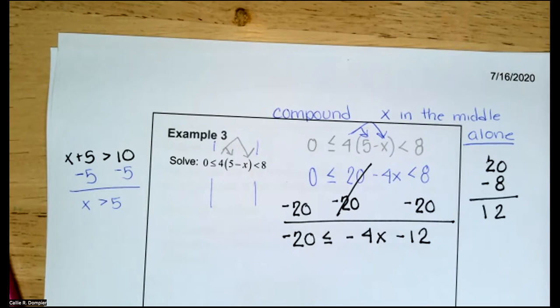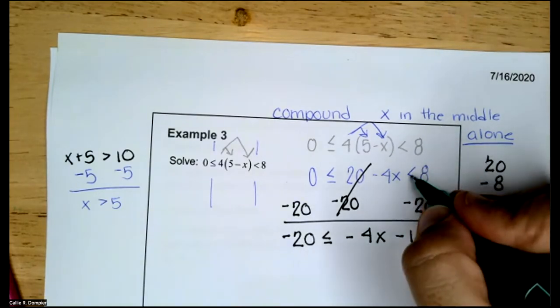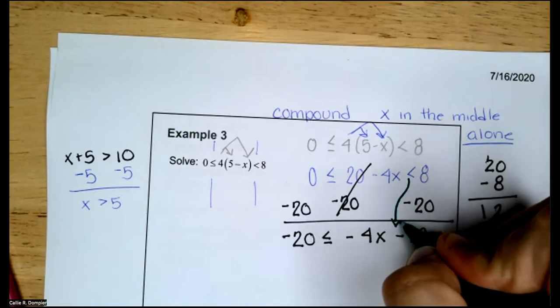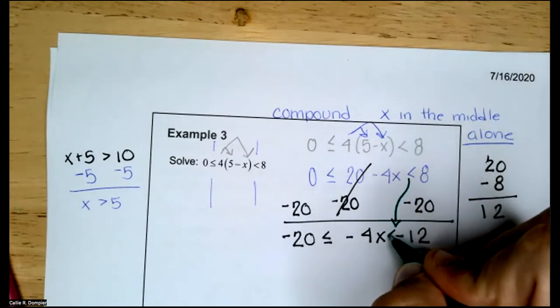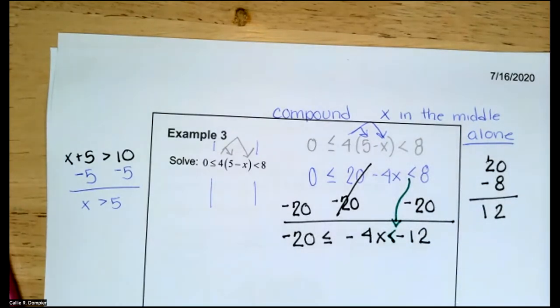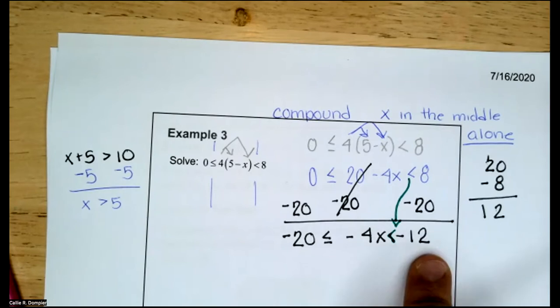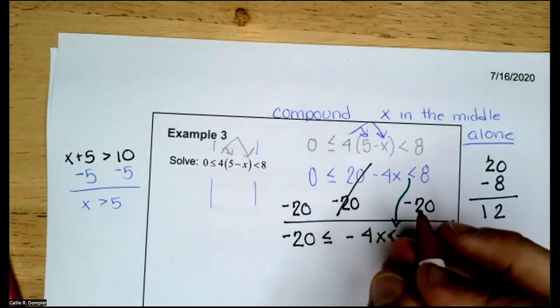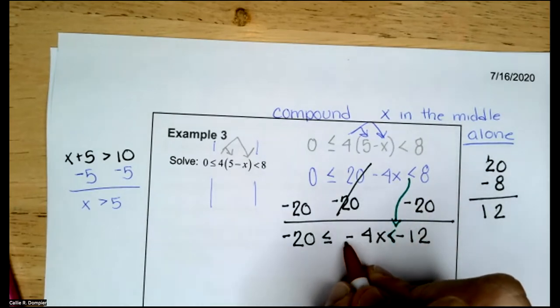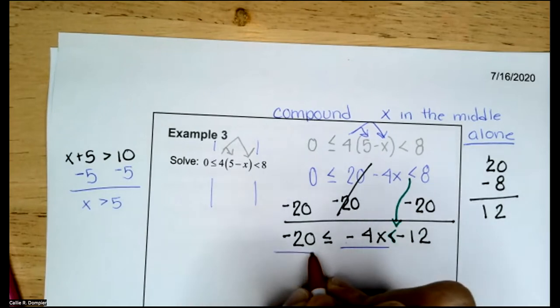Stop me if something doesn't make sense, like if I forgot the sign. Good. So I still have 3 sides, luckily. Now, wow, we really started with a hard compound inequality. We're dividing by negative 4.